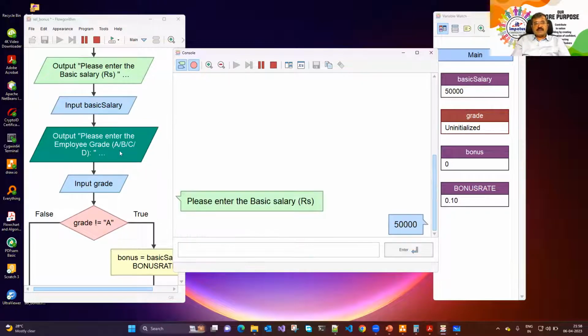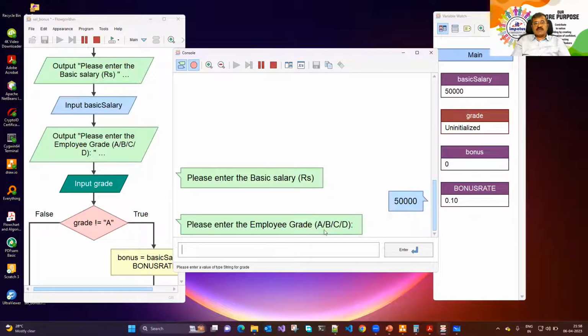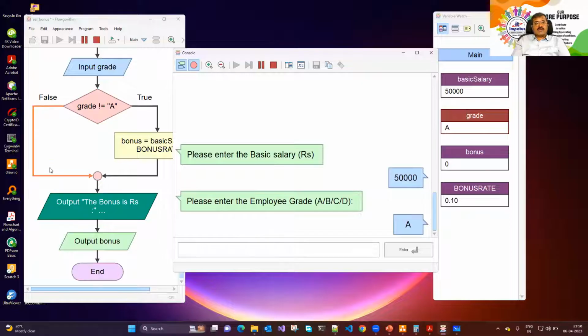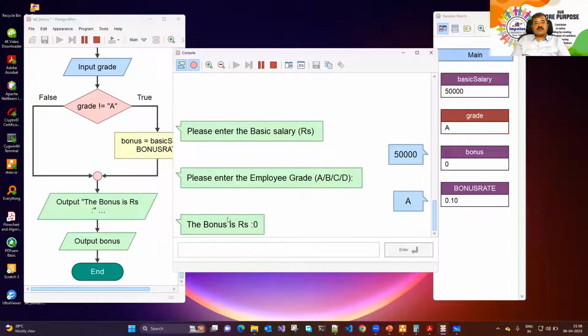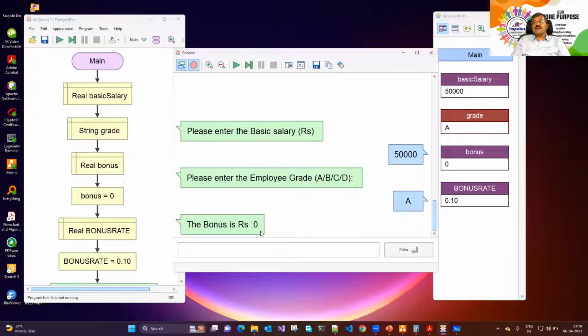We press enter. Then आपने पूछा था please enter the grade of the employee. तो grade of the employee enter कर रहे हैं हम लोग. Please enter the employee grade A, B, C, D. And user this time round again enters A. I press enter. A not equal to A, condition is false. You come here and display the bonus. Bonus is ₹0 again. It did not fail. So initialization was very important.